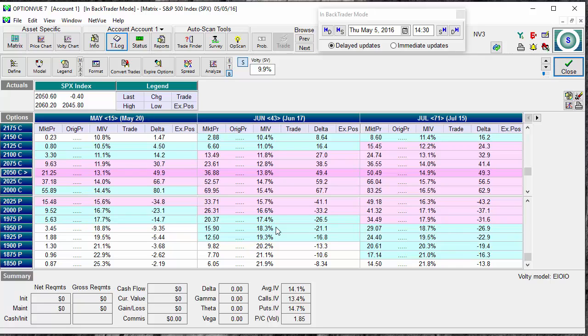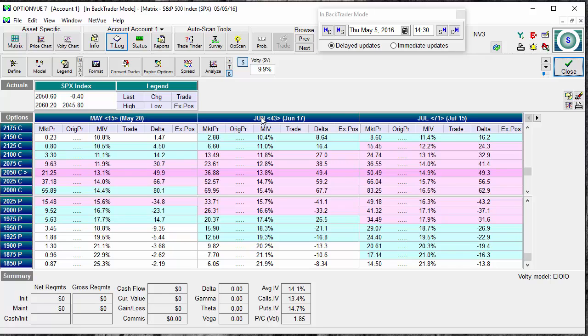Question number 11. How many days to expiration are suggested? Well, I kind of already talked about that in one of the prior questions. Ideally, anywhere between 30 to 60 days seems to be that sweet spot. When you start getting under 30 days, that option decay curve really begins to accelerate.